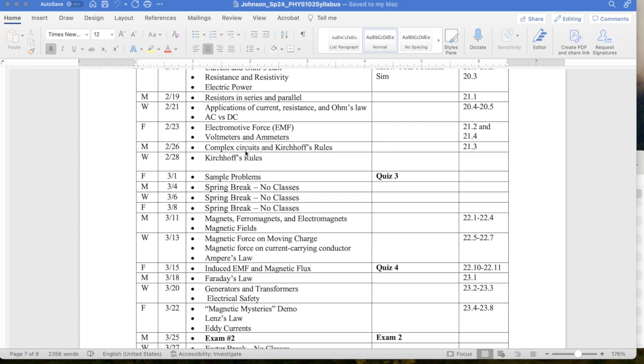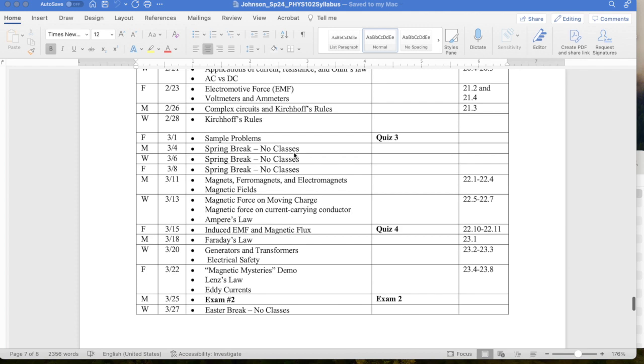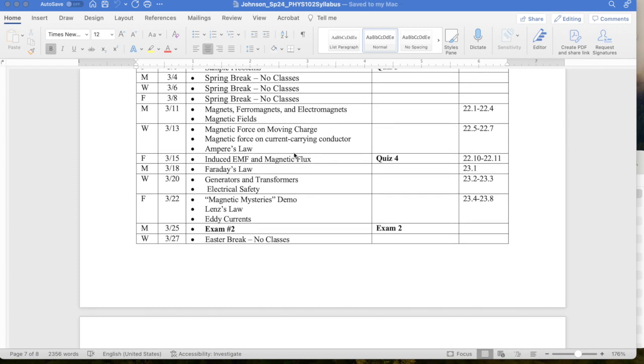Complex circuits, Kirchhoff's rules. Kirchhoff's rules were the kind of difficult bookkeeping with the multiple batteries, multiple currents, where you have to do the loop rule and the junction rule. So that is fair game. After that, we started talking about magnets, ferromagnets, electromagnets, inducing magnetic fields from moving charges. So magnetic fields on moving charges, they feel a force, and also from moving charges. Current carrying wires make magnetic fields. We did problems with each of those.